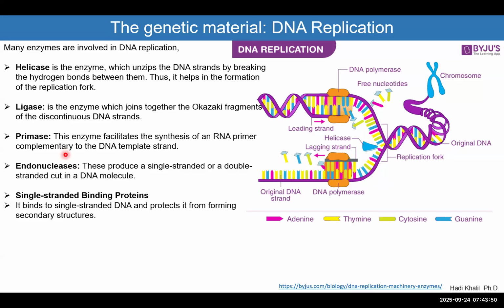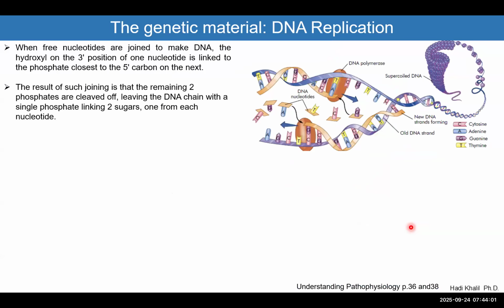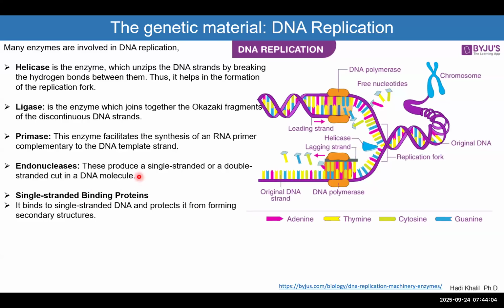There are also primase, endonuclease, and the single-stranded DNA binding proteins. So there is the primase, the enzyme that helps those polymerases that bind on the first site to start the replication. The endonucleases are needed for the correction. These are exonucleases or endonucleases. Endo means it cuts within the DNA molecule. Exo means removal of the last part of that DNA molecule.